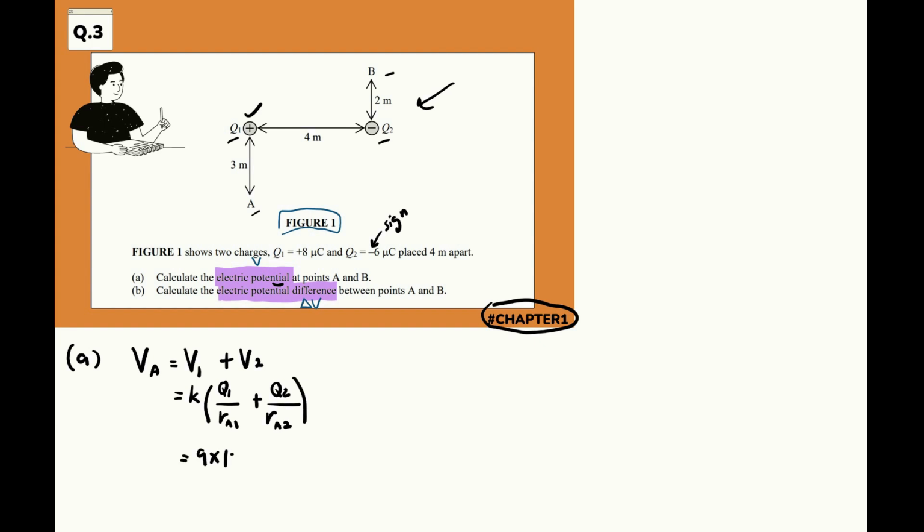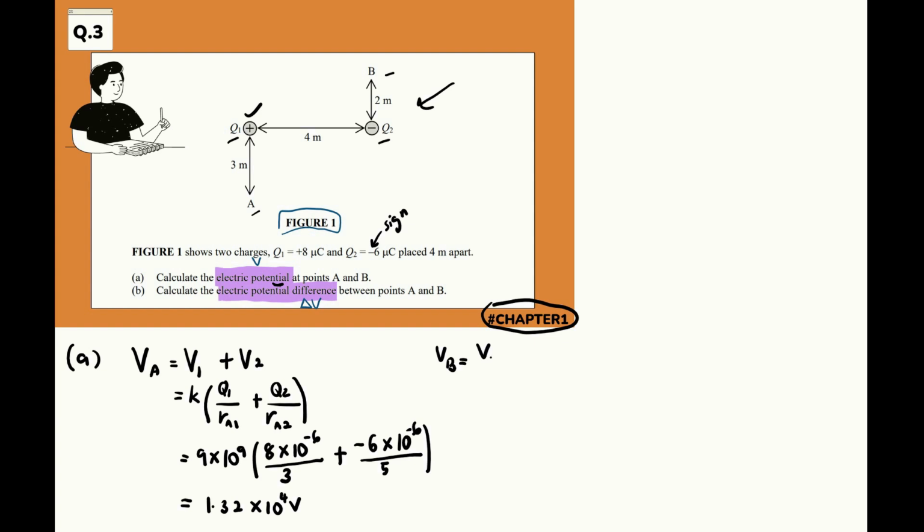9 times 10 to 9. We have 8 for Q1 times 10 to minus 6. The distance is 3, plus negative, we have to include the negative sign, minus 6 over 5. And you're supposed to have VA as 1.32 times 10 to 4 volts. And one more thing is to find VB, so the potential at point B.